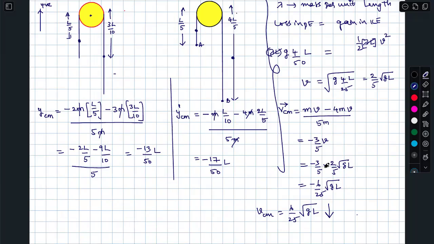Even when the chain is distributed equally, left half and right half, at that instant it has some velocity v. Left is moving up, right is moving down with v. In that case, velocity of center of mass is 0.